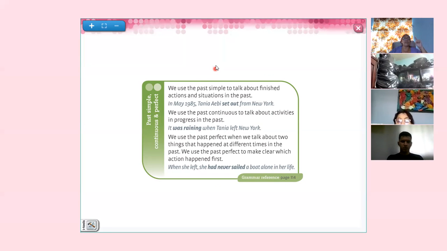Look at this. We are talking about the past simple. We are talking about the past continuous. Now we talk about the past perfect. We use the past perfect when we talk about two things that happened at different times in the past. We use the past perfect to make clear which action happened first. Example: when she left, she had never sailed a boat alone in her life.